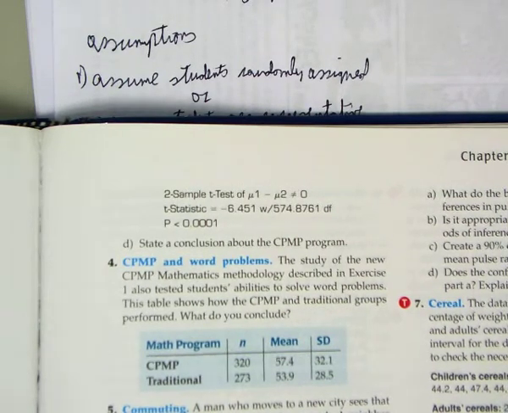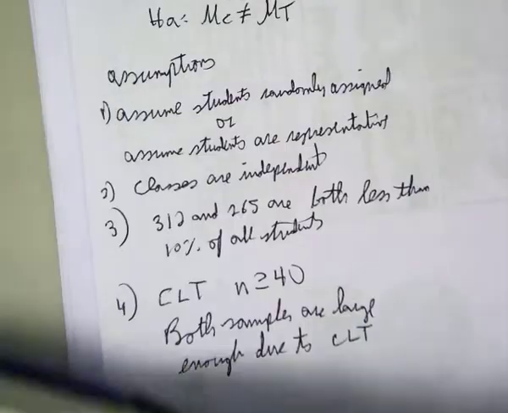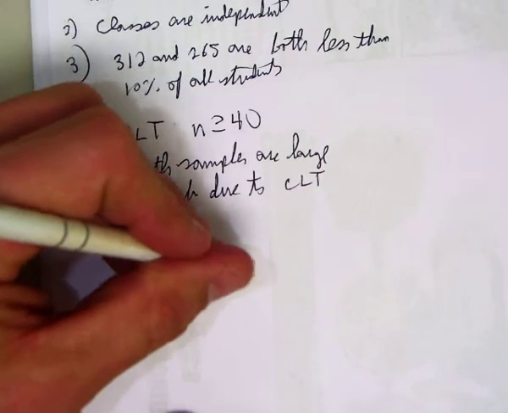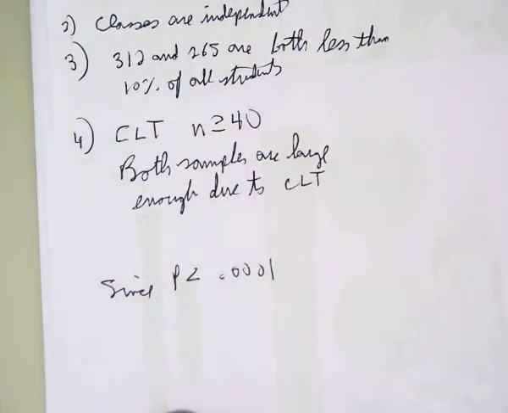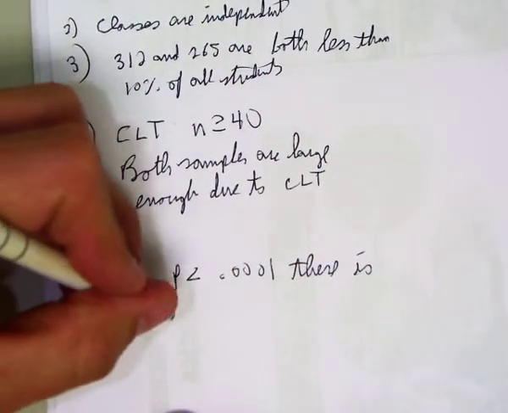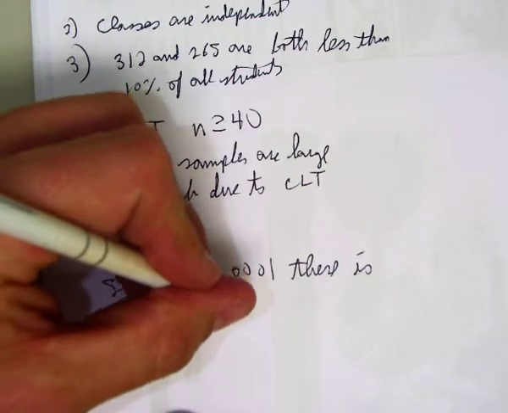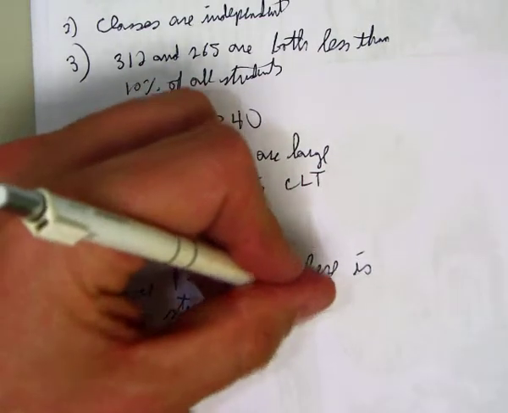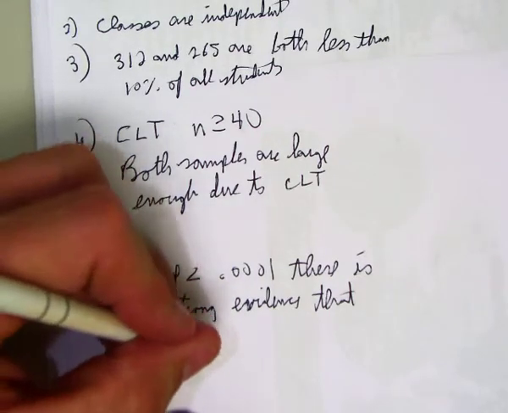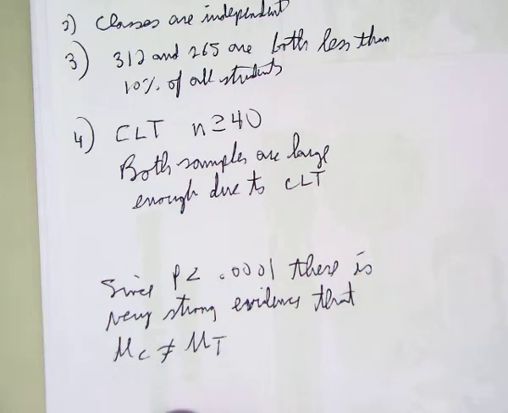So what's our conclusion? Since p is less than 0.001, there's very strong evidence that mu of C does not equal mu of T. We would reject the null and accept the alternative hypothesis. So there is very strong evidence that these are not equal.